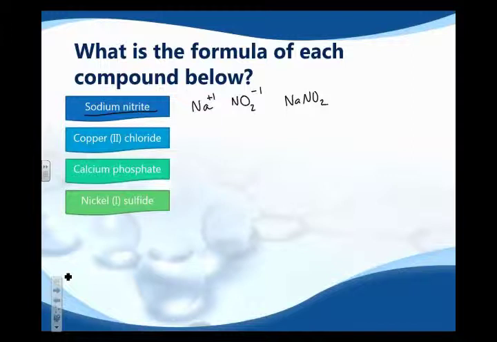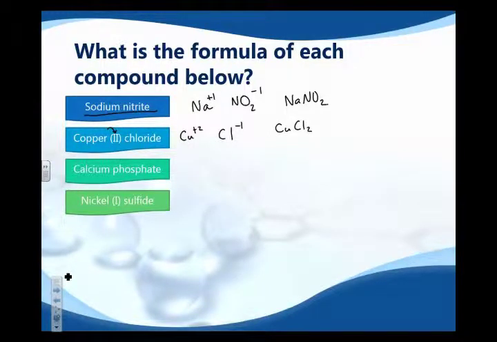Copper 2 chloride, we know that this Roman numeral is telling me that I have copper with a +2 charge. Chloride refers to Cl, which from the periodic table I can figure out is a -1 charge. I need enough coppers and enough chlorines to add to 0, so I need CuCl2.